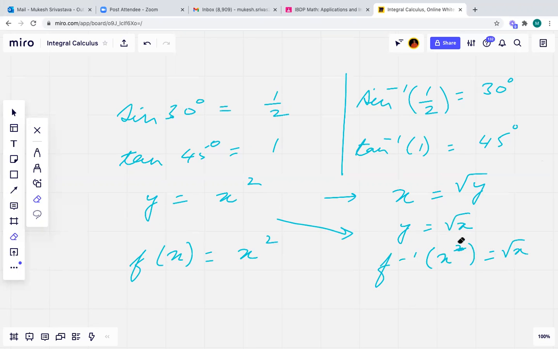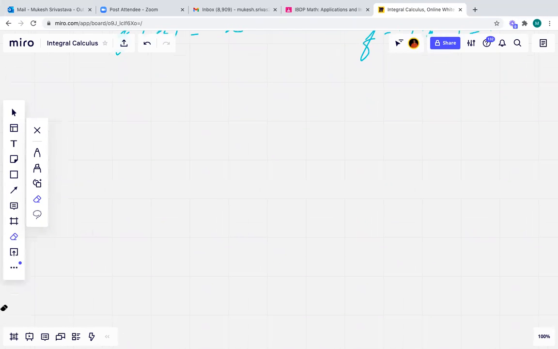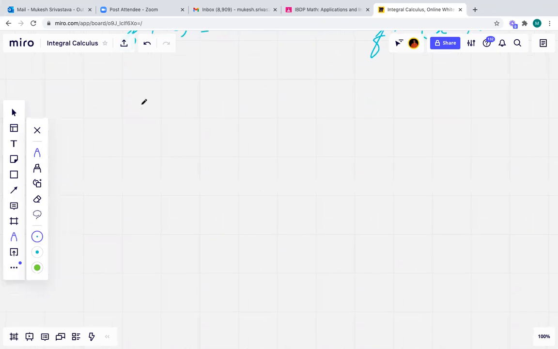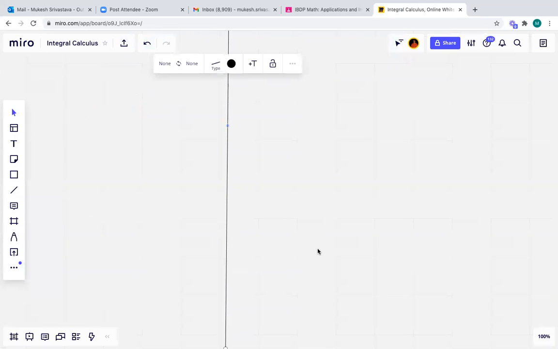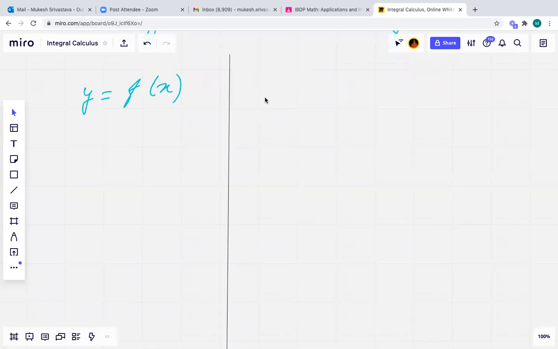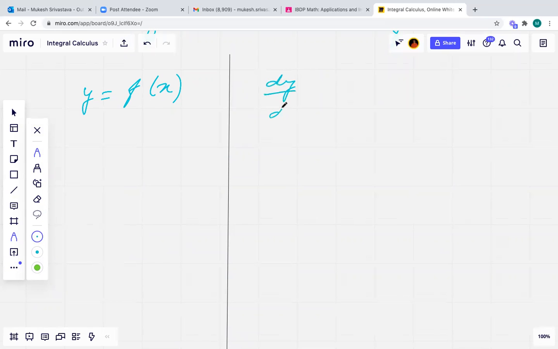Now similarly, if I give you a function, let us say my function is y equal to f of x, and we write dy by dx is f dash x.